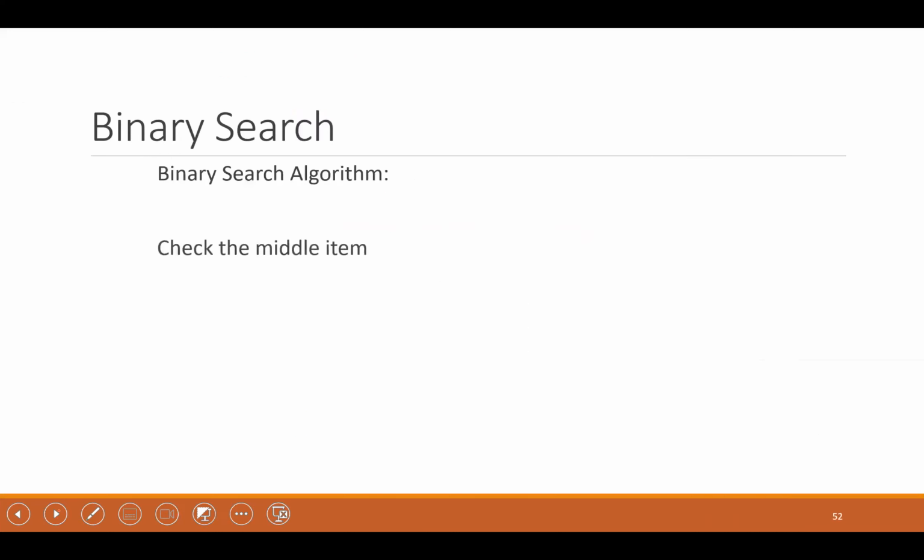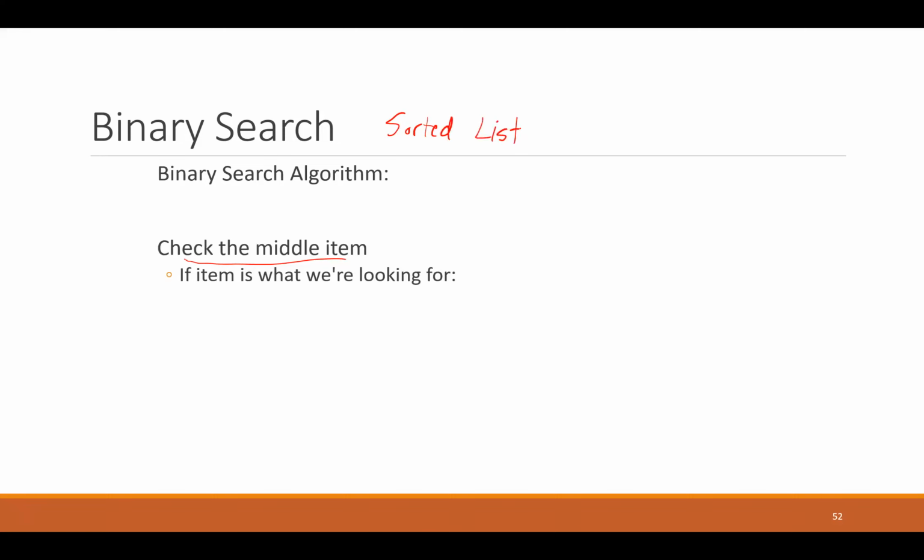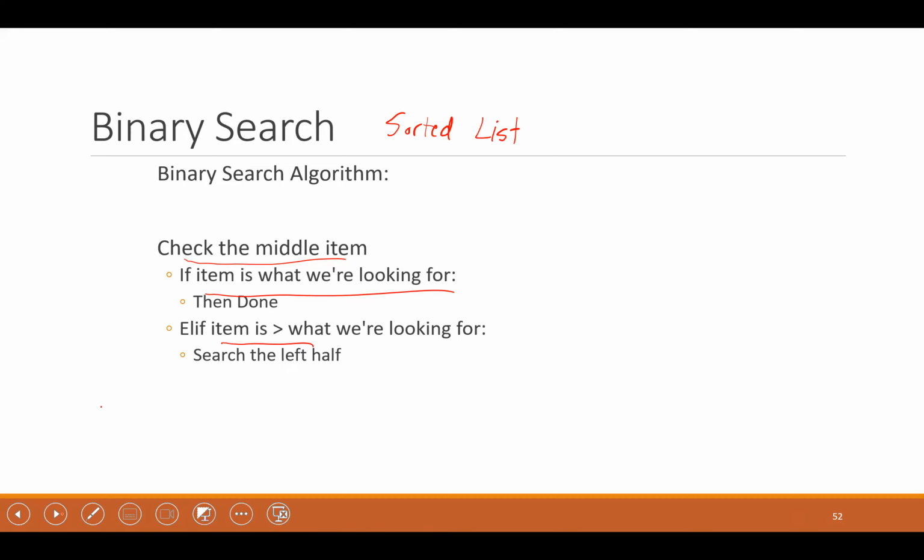Okay, so binary search. Here's the binary search algorithm. I have a sorted list of something. In this case, we'll be looking at numbers. Maybe it's scantrons. So I'm going to check the middle item. If that is what we're looking for, then we're done. Otherwise, if the item we found is greater than what we're looking for, then we want to look in the lower half, or left half if we're going from left to right. If the item we found is less than what we're looking for, then what we're looking for is greater, so we're going to search the right half. Okay, so that's the idea.